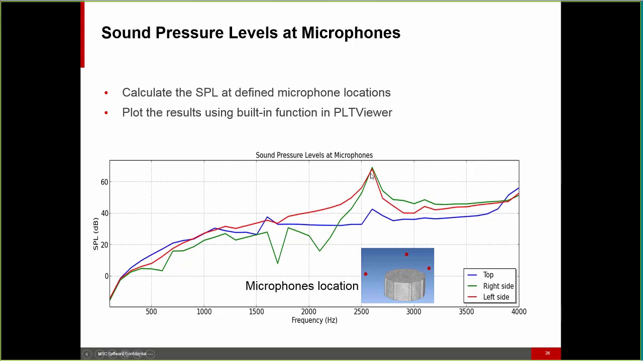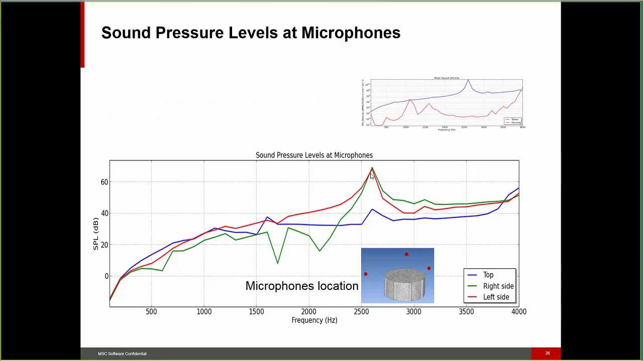This is actually related to the structural results that we discussed in the previous slides that I'm showing right now. As we can observe from the plot of the structural results right here, in this case the mean square velocity, and if we look at the sound pressure level, we can see the maximum peak at 2600 Hertz. This is to show that the peak we observe on the sound pressure level plot is related to the peak that we observe on the structural results.